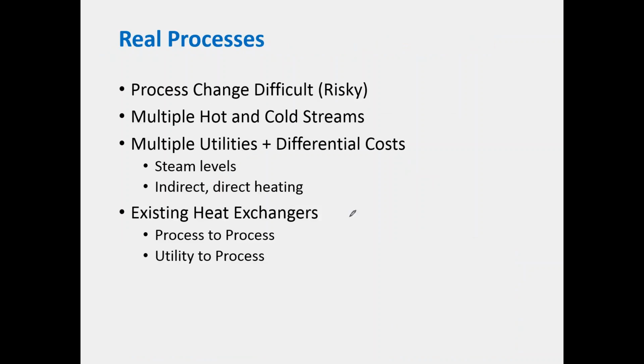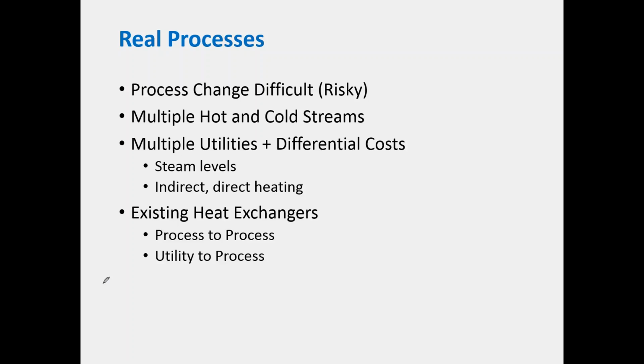Okay, now for real processes, as I said, process change is difficult and there's some risk involved. In real processes, often you have multiple hot and cold streams. Instead of having just 2 or 3, there may be tens or hundreds of hot and cold streams in your process. In real processes, you also have multiple utilities. So you may have different steam levels, you may have hot water, you may have different cold utilities as well, cooling tower water, chilled water, and they often have very different costs as well.